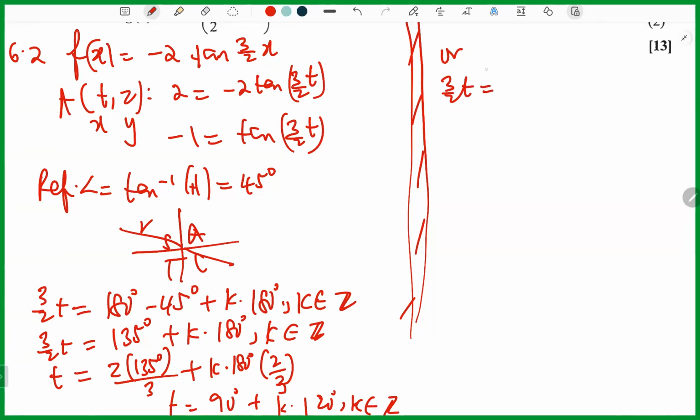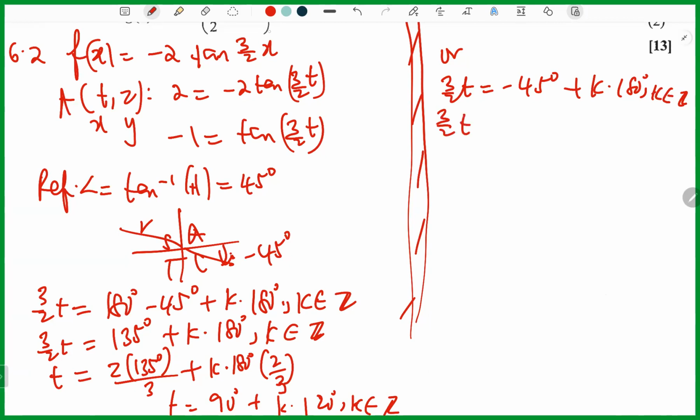Okay, the next one now is in the fourth quadrant. Now we can determine the general solution. In the fourth quadrant, you can take minus 45 degrees, for example. So you can say minus 45 degrees, and then the period of the tangent function is k times 180 degrees, k in the integers, so which is 3 over 2 t.